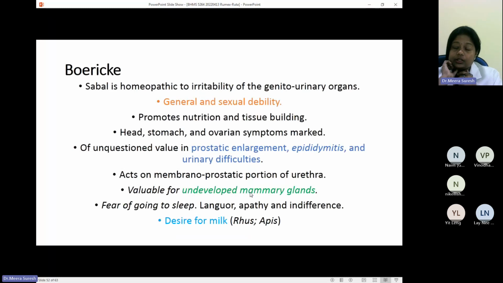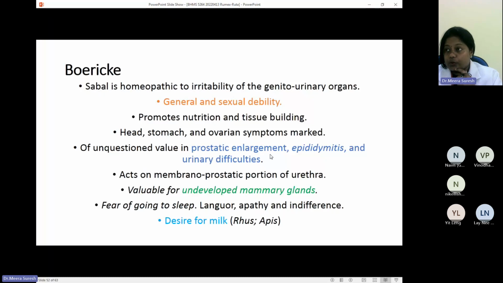Sabal Serrulata is not there in Allen's Keynotes, so we have to study it from Boericke. It is more homeopathic to the genitourinary organs. There is general and also sexual debility. In general debility, Sabal Serrulata can be given as a tonic for general growth, development, nutrition, and also tissue building. Their stomach, ovarian, and head symptoms are characteristic.